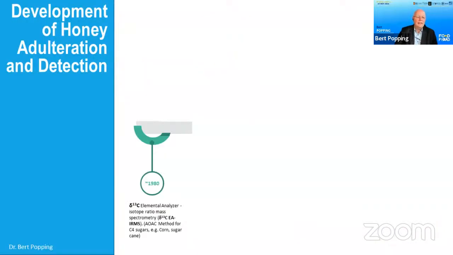And Sami mentioned AOAC, and one of the first AOAC approved methods for honey was the delta 13 carbon element analyzer, isotope ratio mass spectrometry, for the identification of C4 sugars. So basically, honey was adulterated or stretched with corn sugar or sugarcane sugar. So those are C4 sugars. So then there was this delta 13 method. So now the adulteration with corn sugar could be detected.